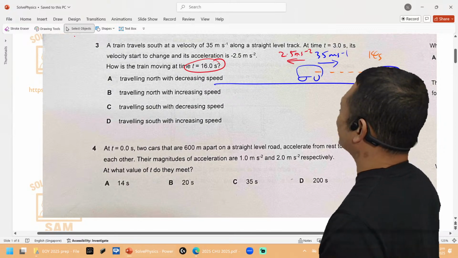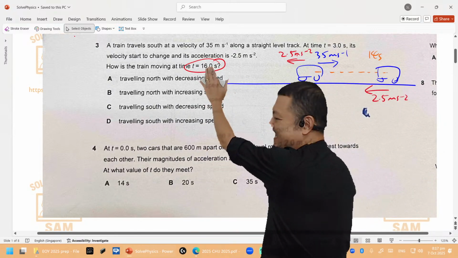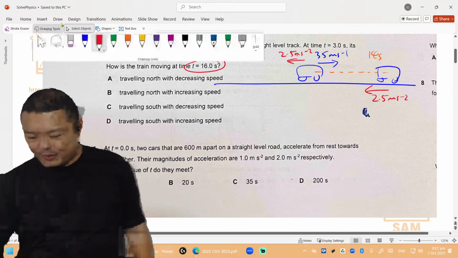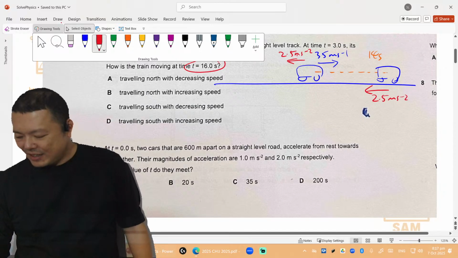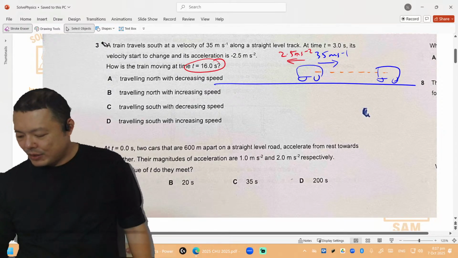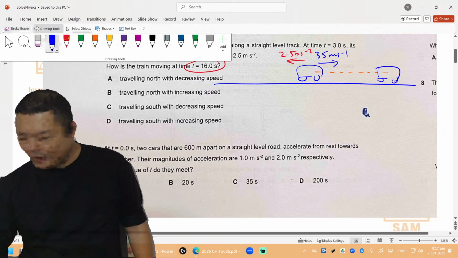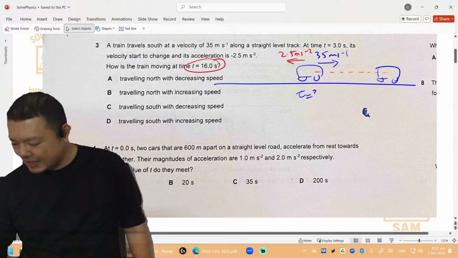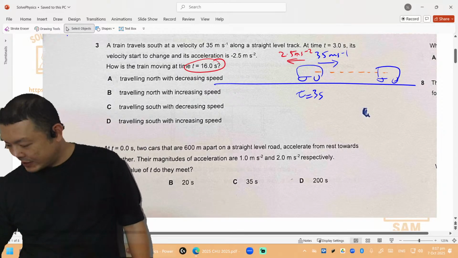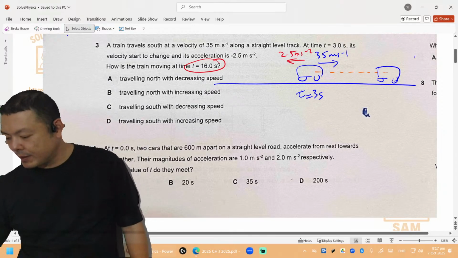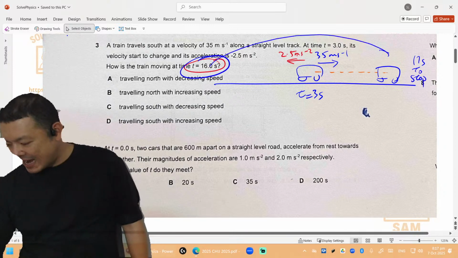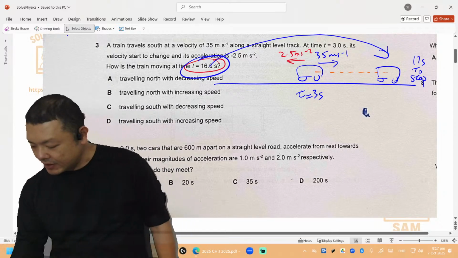No, sorry, I forgot. The time equals 16 seconds, so it's 16 on top of the 3. So I forgot about the 3 seconds. t equals 3 seconds, so for it to stop, it will be 3 plus 14, which is 17 seconds. So at t equals 16 seconds, it hasn't stopped yet. So it's slowing down, traveling towards the south with decreasing speed. C is the answer.